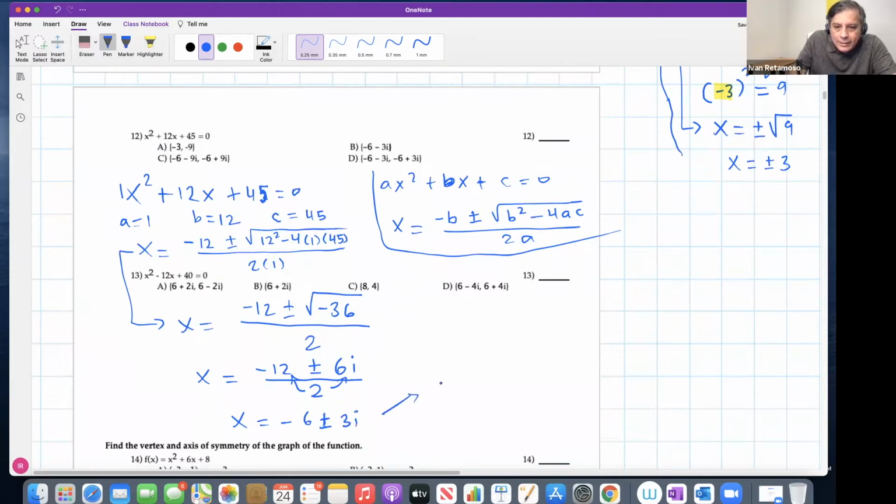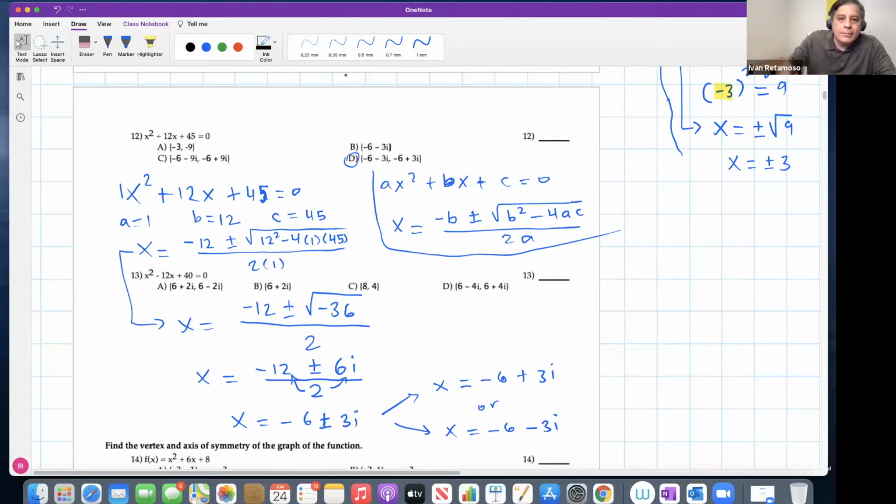So two solutions here. X equals minus 6 plus 3i, or perhaps x equals minus 6 minus 3i. So you have to choose the one that shows both together, separated by commas, inside braces. So it's this one. Yeah, plus and minus, excellent, very good. Okay, moving on. And again, guys, if you have questions, just let me know, okay? Great.